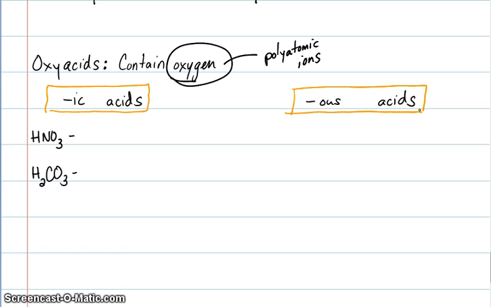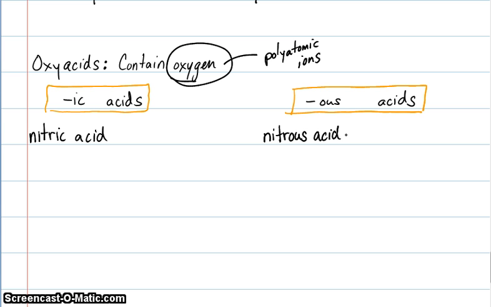An ic acid would look like this. It's one of the ones that ends in ic, like nitric acid. An us acid would be one that ends in ous, like nitrous acid. So how do we take nitric acid and figure out the formula from that?